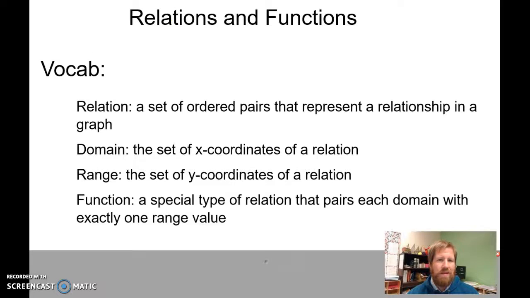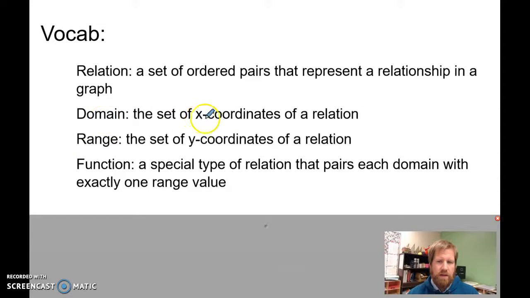It's the kind that pairs each x value or each domain value with only one range value, and we test that using the vertical line test. Okay, most of you should have learned that last year. But a relation can be just a few points. It can be an infinite line, right? It can be all the values that appear on a line that goes on forever.